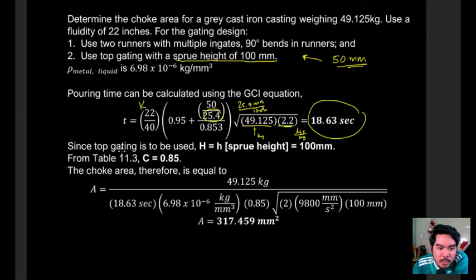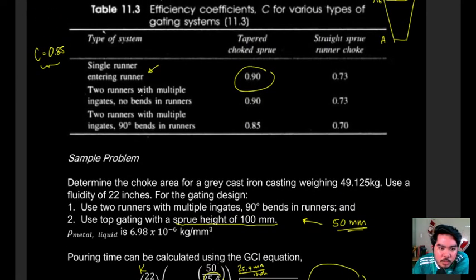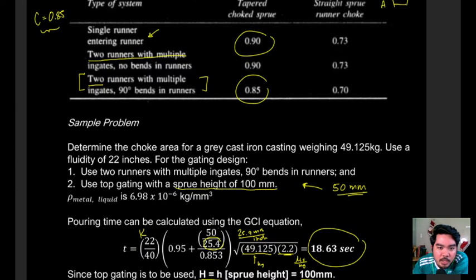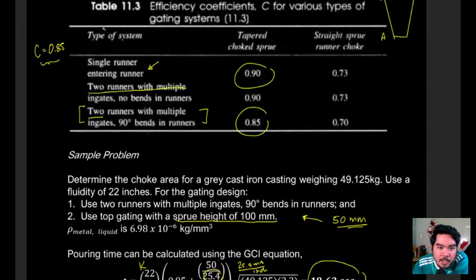Tapos, we know that a top gating is to be used. Sabi kasi dito, top gating is to be used. Sprue height is 100. Then, our effective head is just equal to the sprue height, which is 100 millimeters lang. Okay? Tapos sabi dito, two runners with multiple in-gates. Tapos may 90-degree bends. That's two runners, multiple in-gates. Ito pala siya. Two runners, multiple in-gates. Tapos may 90-degree bend tayo sa runners. So based on this table, we should use a 0.85 na hydraulic efficiency factor.